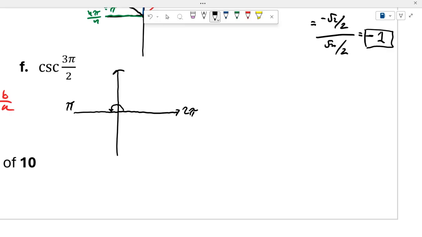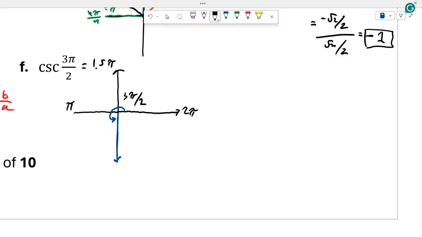So pi looks like that, and 2 pi looks like that. So pi is half a circle in radian measurement, and 2 pi is one full circle. So what I have here is 3 pi over 2, which is 1.5 pi, right? So 3 over 2 is 1.5. So it's more than pi, but it's less than 2 pi. It's right in between. So 3 pi over 2 occurs right here, right there. This angle measurement is 3 pi over 2.